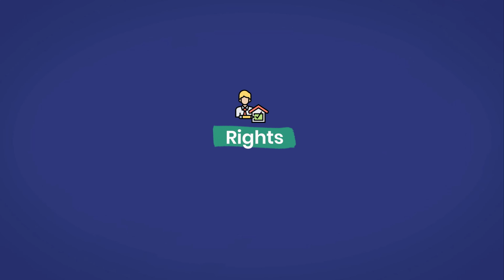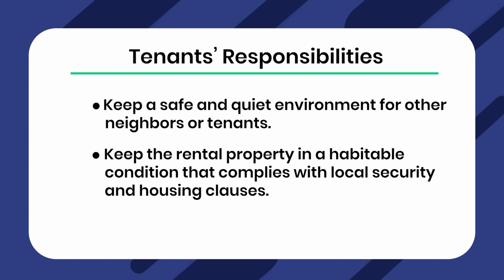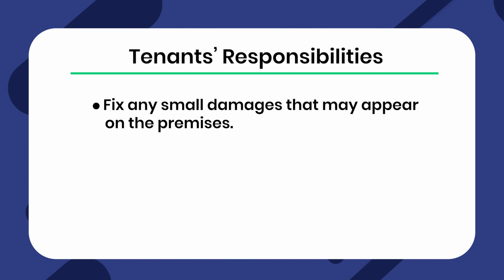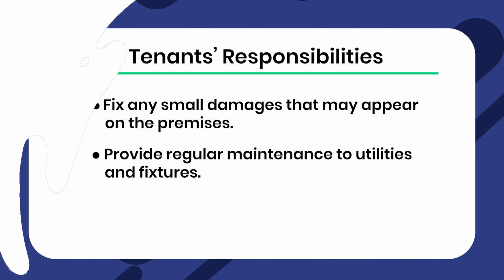Responsibilities. To comply with local safety and housing regulations in Nevada, the tenant has to comply with all the conditions that both parties agreed upon, as well as these following requirements throughout the lease. Keep a safe and quiet environment for other neighbors or tenants. Keep the rental property in a habitable condition that complies with local security and housing clauses. Fix any small damages that may appear on the premises. Provide regular maintenance to utilities and fixtures.